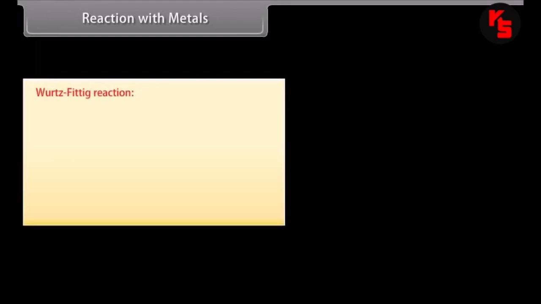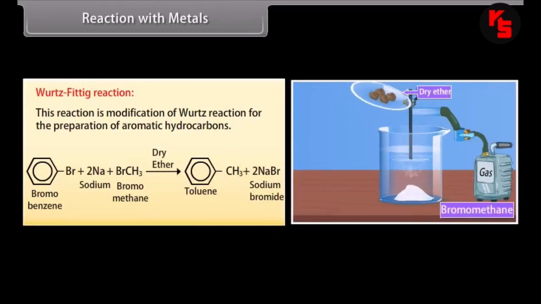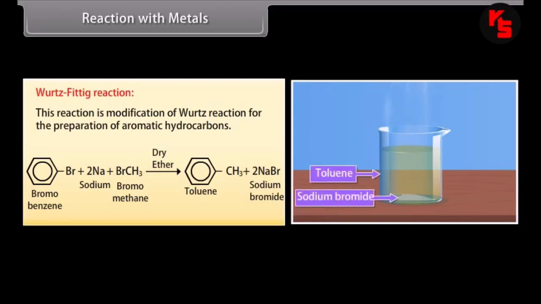Reaction with metals. Wurtz-Fittig reaction. This reaction is a modification of Wurtz's reaction for the preparation of aromatic hydrocarbons. To a solution of bromobenzene, add some sodium and bromomethane in the presence of dry ether, which reacts to give toluene and sodium bromide.